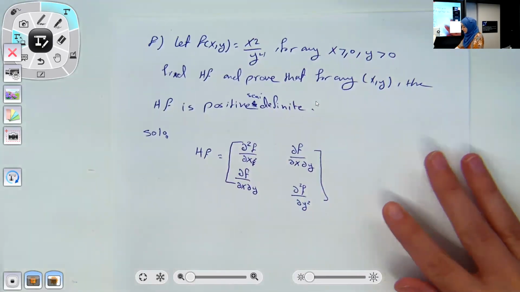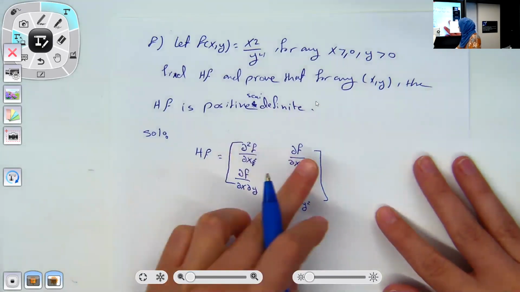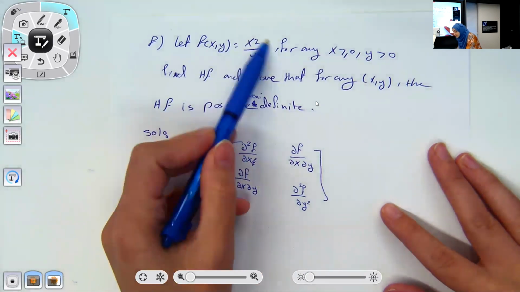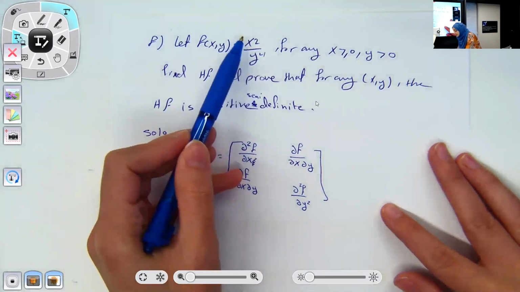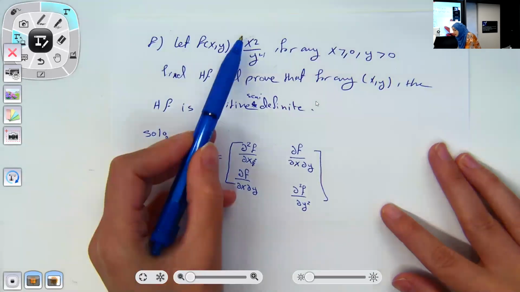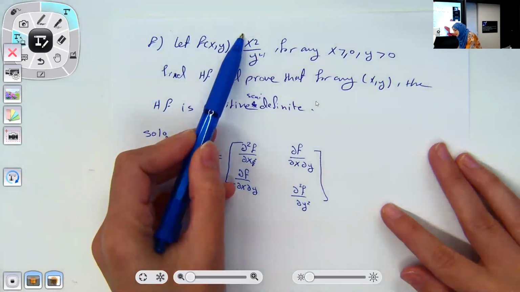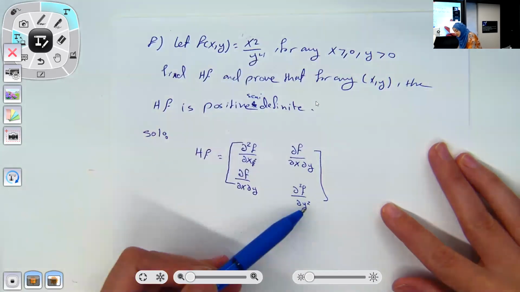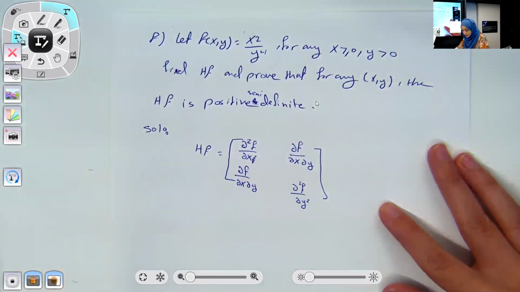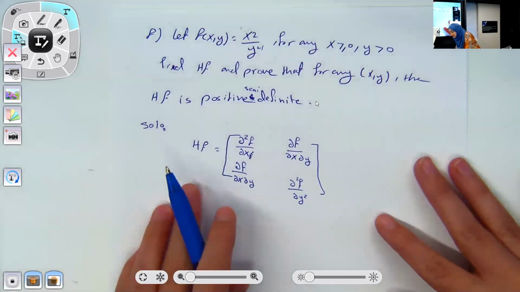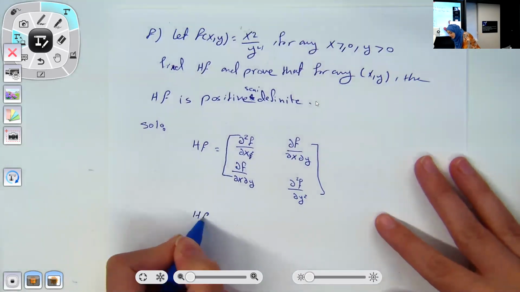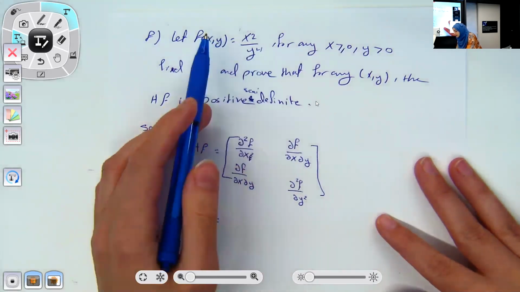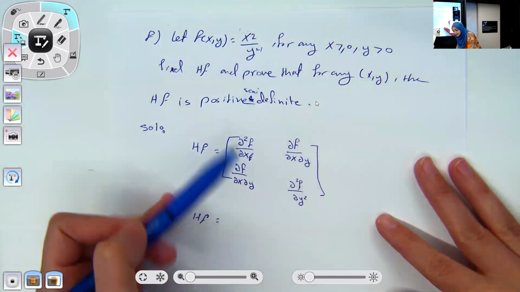So we need to find these variables. We have this function. We need to find the second derivative with respect to x. We need to find the first derivative with respect to x and then with respect to y. And we need to find the second derivative with respect to y. If you try to find the Hessian matrix, because it's a polynomial, it's easy to calculate the values of the derivatives.